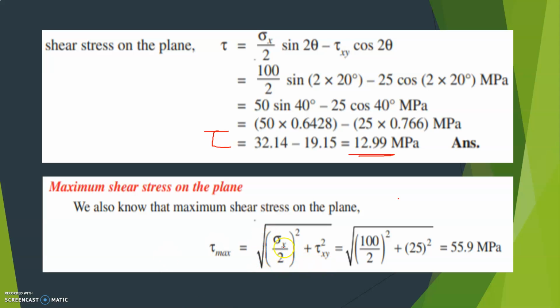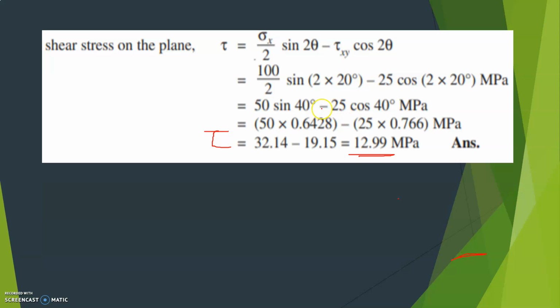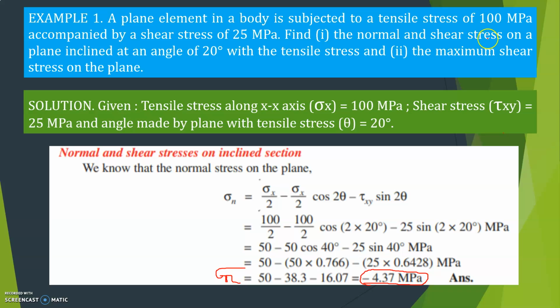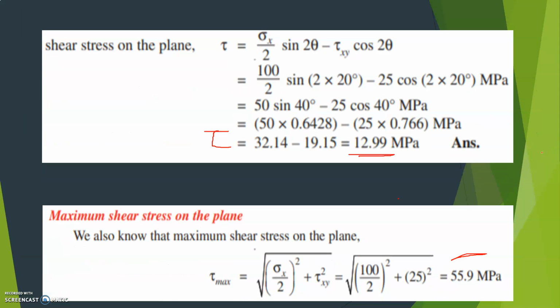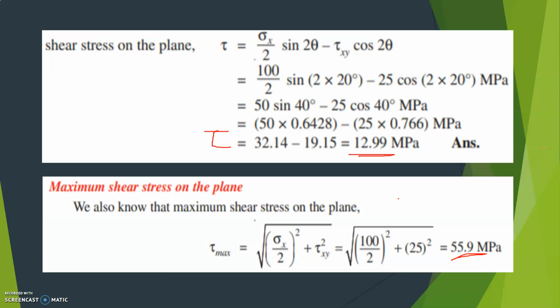Okay, so what is sigma x? Tau maximum is equal to square root of (100 divided by 2) whole square plus 25 square. Simplify this, you get 55.9. So like this you can calculate what is normal stress, what is shear stress, and what is the maximum shear stress on the plane. Okay, I hope all of you understood. We'll take one more example and we'll see.